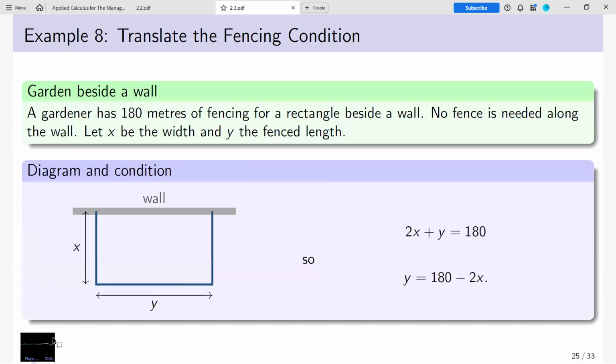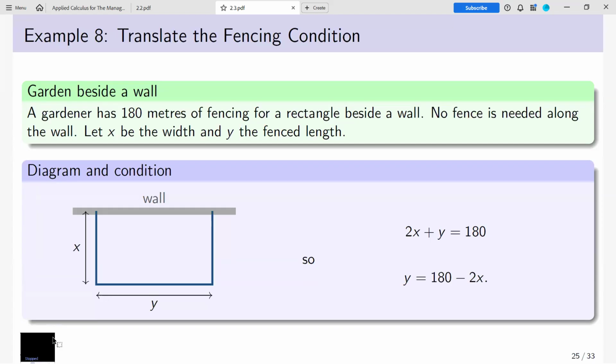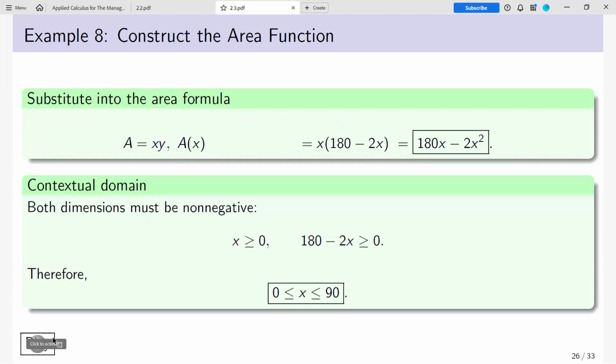The garden uses 2 widths and 1 fenced length, so the condition is 2x plus y equals 180. Solving for y prepares us to write area using only x. Substituting the fencing condition into area gives a quadratic function of x. Now negative dimensions restrict x to the interval from 0 to 90 meters.